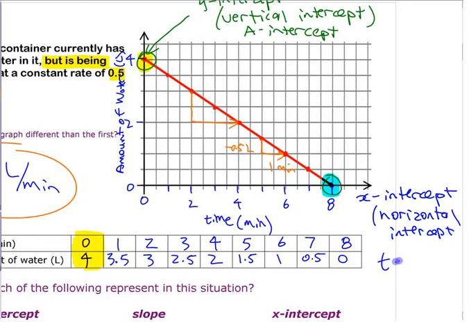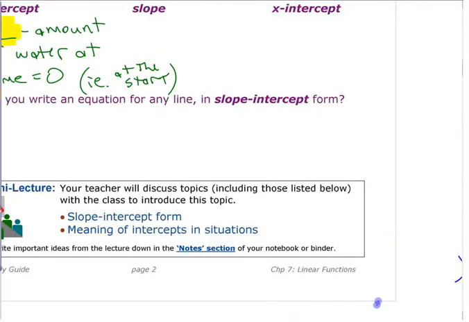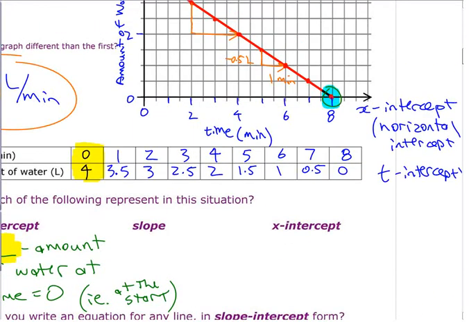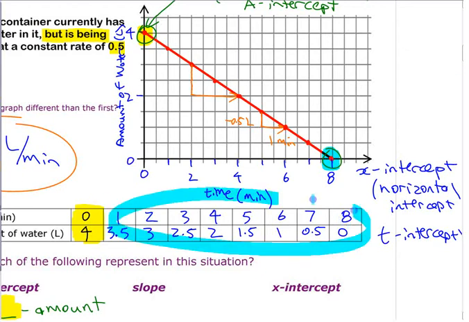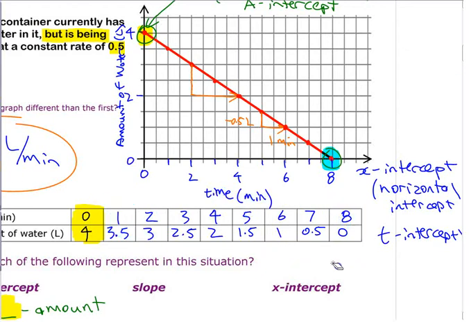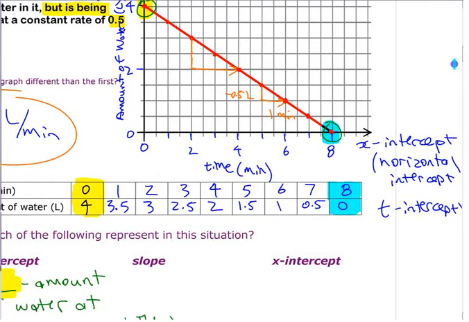Or you could call it the t-intercept because that's the variable here, but you should get used to seeing all those things. What does that one represent? Where's the point in this table that one represents? Which point is that? That one, right? What's the value of that horizontal intercept?